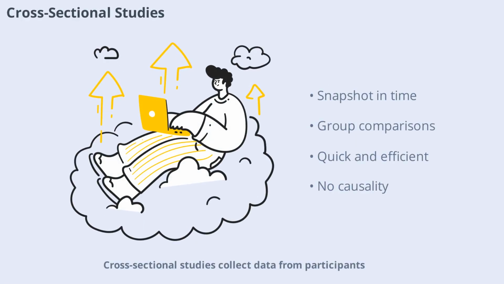Cross-sectional studies collect data from participants at a single point in time. This approach is efficient for comparing different groups, such as those with and without a mental disorder or people of different ages. While cross-sectional studies are quicker and less expensive than longitudinal studies, they can't capture changes over time or establish causality. Still, they are widely used in abnormal psychology to identify associations and generate hypotheses for further research.